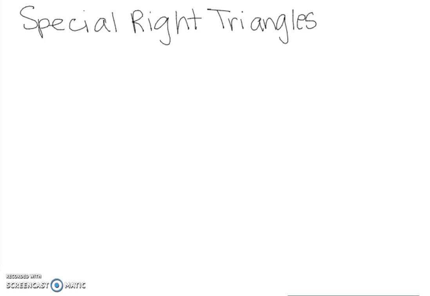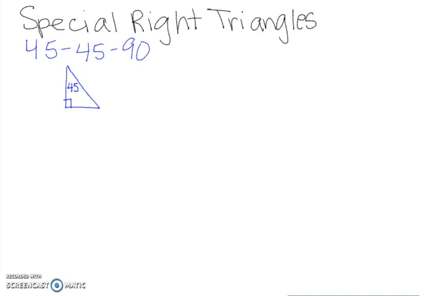Okay, today's lesson is going to be over special right triangles. These are right triangles that have special properties. So the first one is going to be a 45, 45, 90 triangle. And there's a special relationship between the sides compared to the angles.